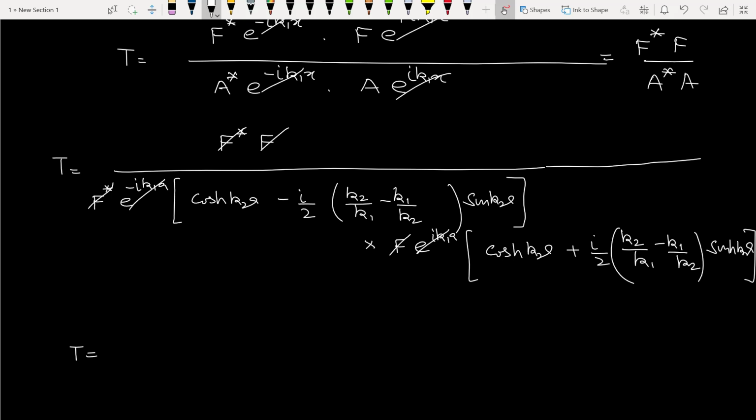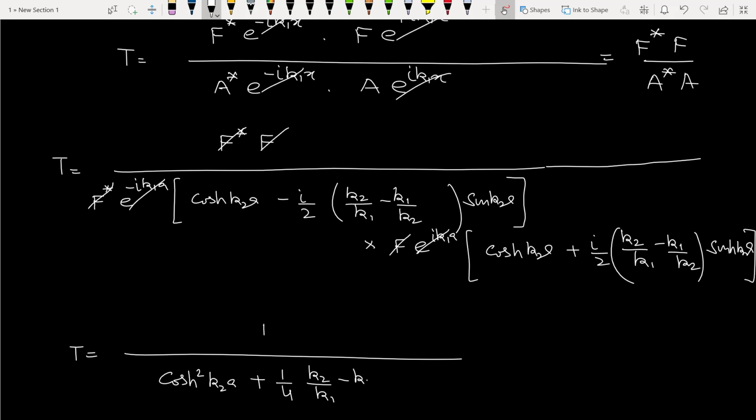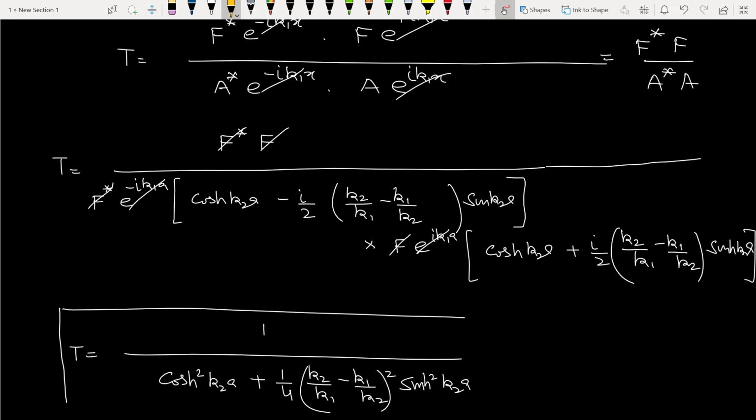So for the transmission coefficient, here we are left with 1 in the numerator, and in the denominator it is a minus b, a plus b. So it will be cos square k2a, iota square is minus 1, so it will be plus 1 by 4, k2 upon k1 minus k1 upon k2 square, sin square k2a. So this is the probability for the transmission of the particle having energy E, and this is not equal to 0.